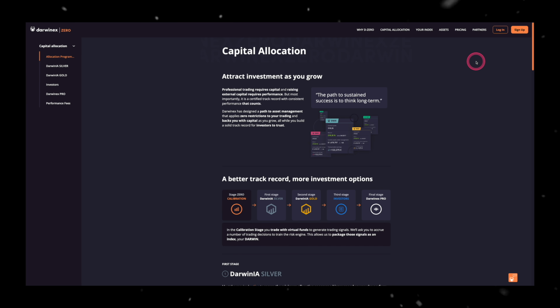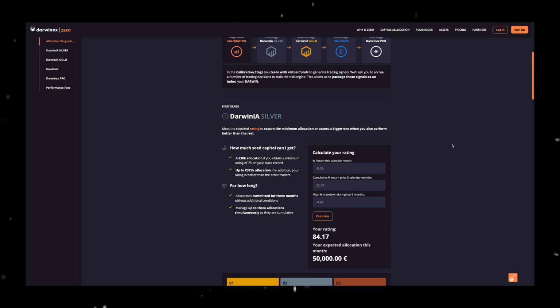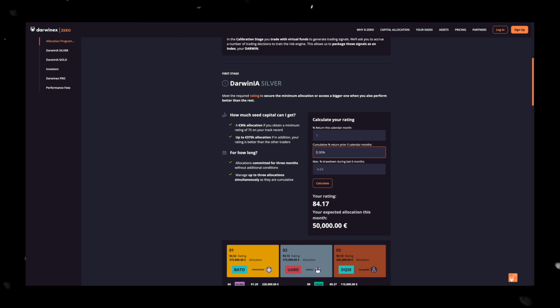You trade a virtual account and you build your record on that, and you can also obtain allocations, which are a way for you to make money whilst building your record.